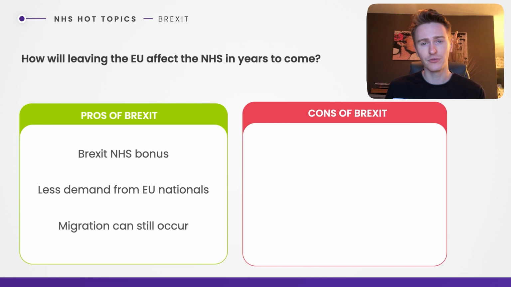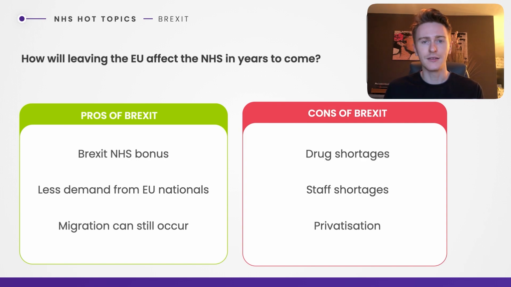And finally, we have to remember that migration can still occur, if not from the EU. So even though we've left the EU, it doesn't stop migration from other areas of the world. And actually a big argument in favour of Brexit is that we could adopt a points-based system of immigration where we accept skilled labour from all over the world rather than just prioritising Europe because it's Europe.